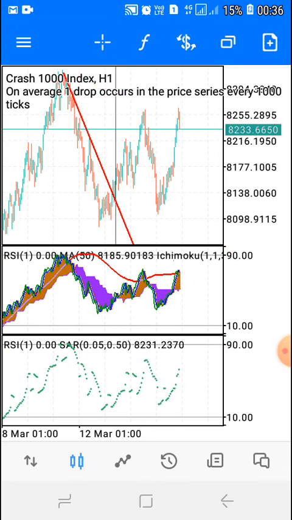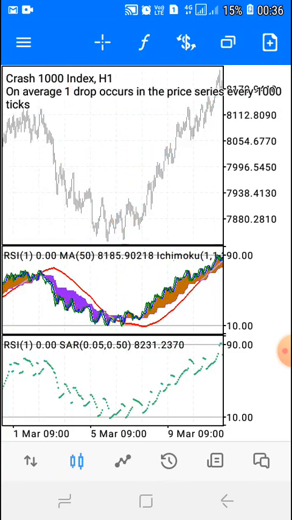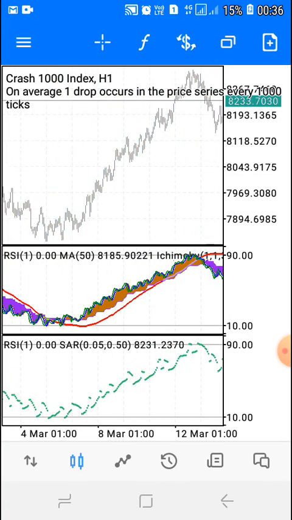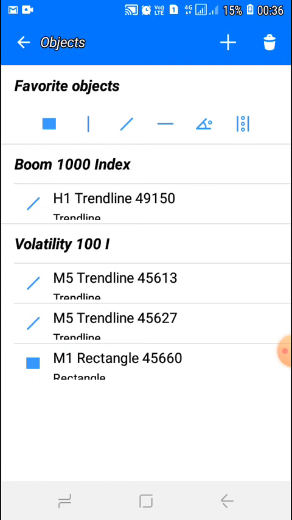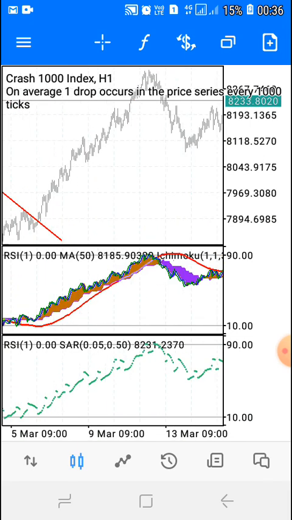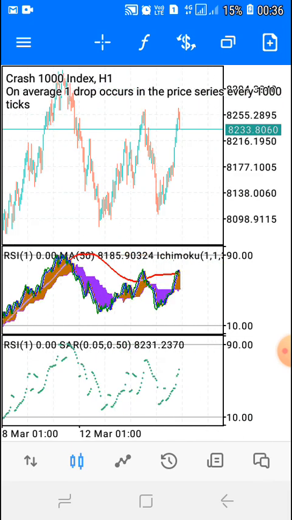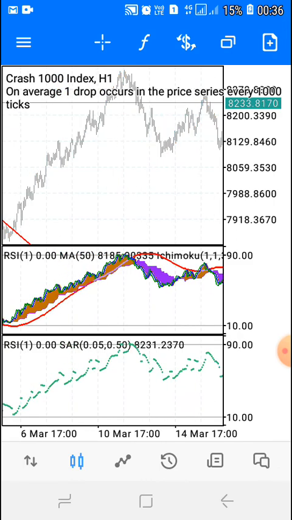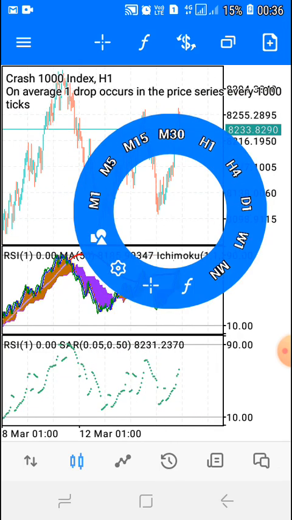Okay. So we can see that Crash 1000 has been trending in an uptrend for a long period of time. So over here, what we can see is you can draw a trend line like this. If you guys don't know how to draw trend lines, you need to make sure that you go and watch other videos, because I don't have time to explain how to draw trend lines, because it's very easy. The first thing you're going to do is look for the trend of the market.